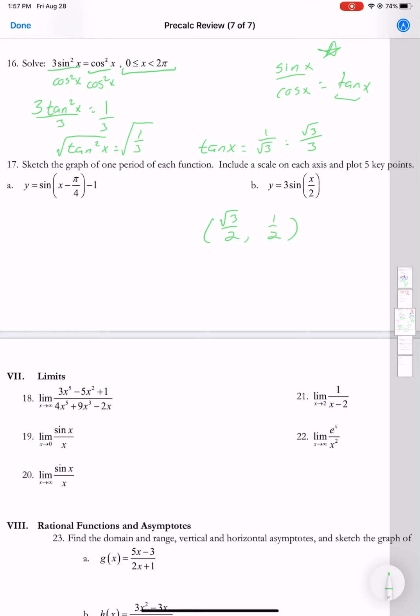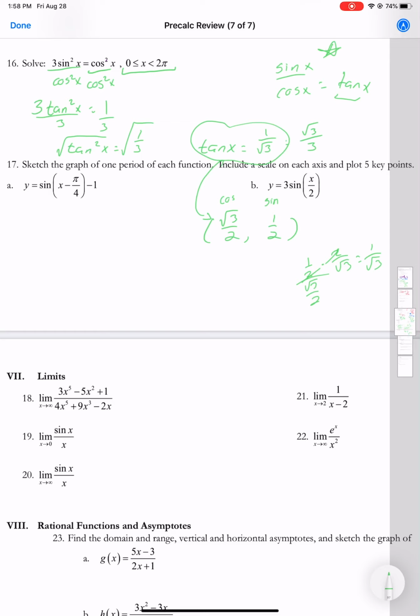And I want these points specifically because, remember, tangent is sine over cosine. Sine is the y coordinate, cosine is the x coordinate. So if I have 1/2 divided by square root of 3 over 2, when I multiply by the reciprocal, that's going to be 2 over square root of 3. 2's will cancel out. And so this would equal 1 over the square root of 3, which is what we're looking for. So at any points with these coordinates, the tangent will be 1 over the square root of 3.